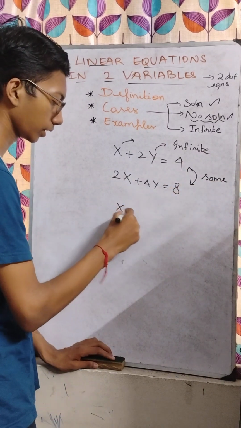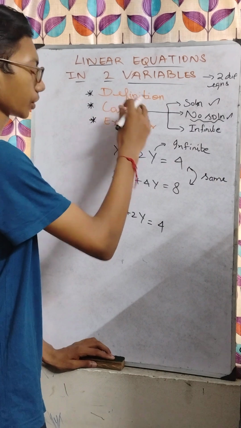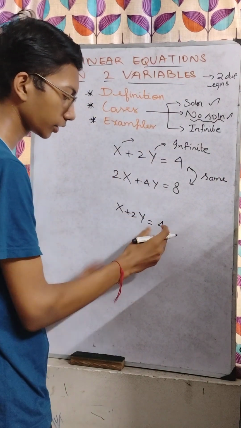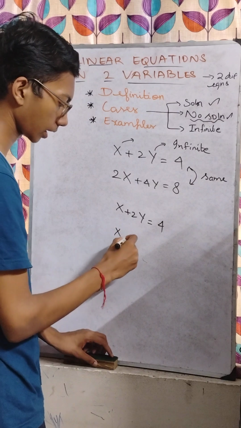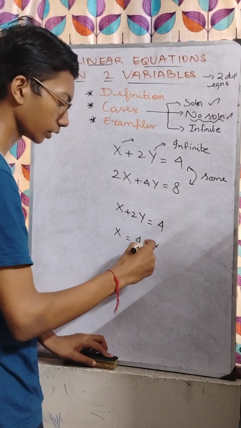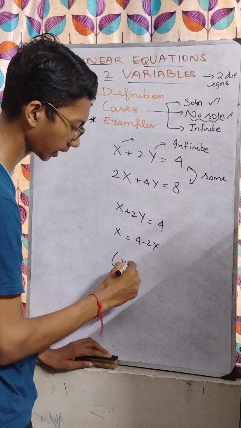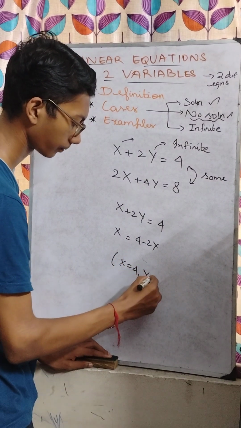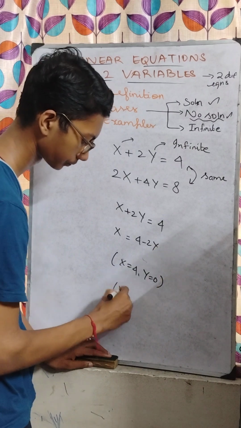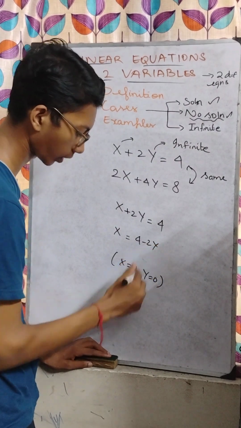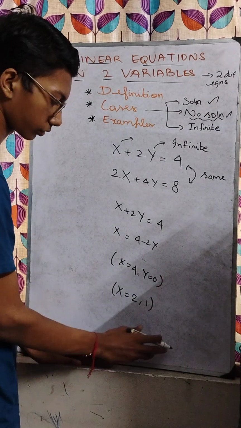Which means we have one equation in two variables, and we need to solve this. How do we solve this? By just writing x equals 4 minus 2y. So if we put y equals 0, we get x equals 4. If we put y equals 1, we get x equals 2, so the solution is 2, 1. Which means this can have an infinite number of solutions.